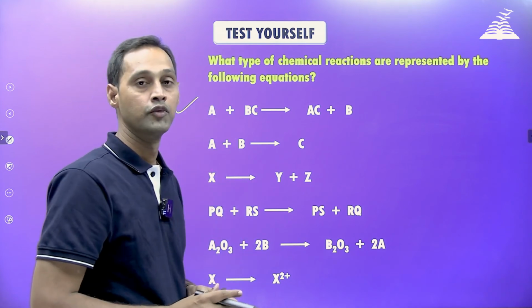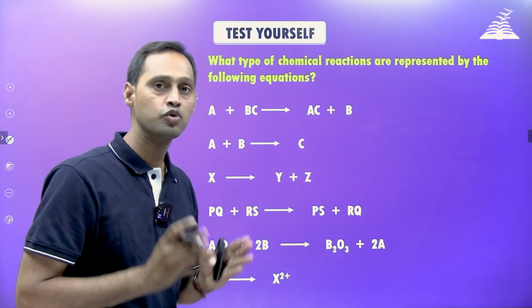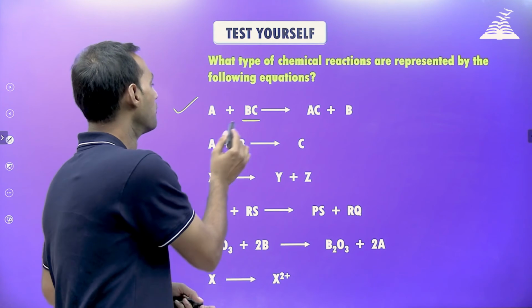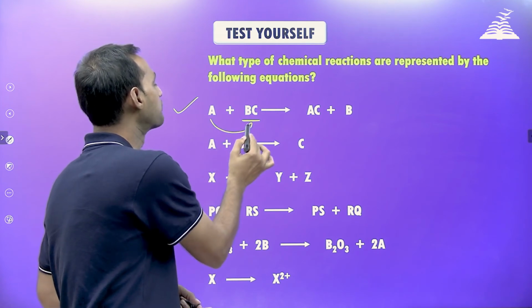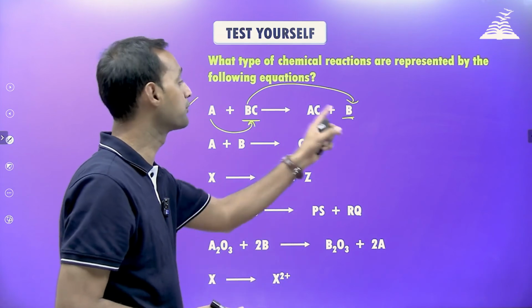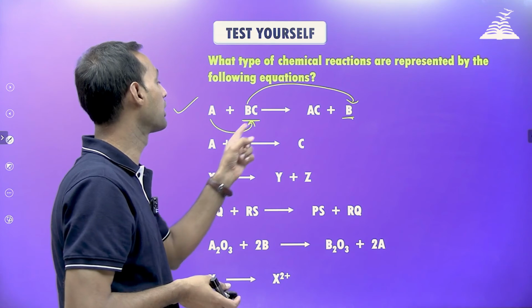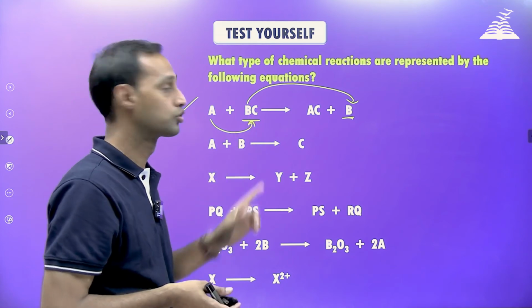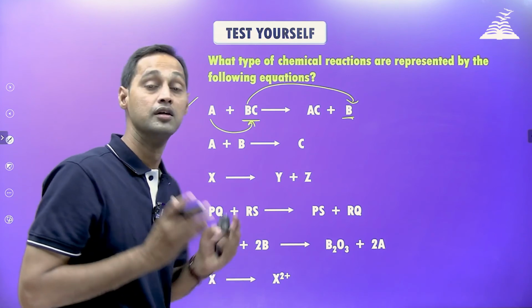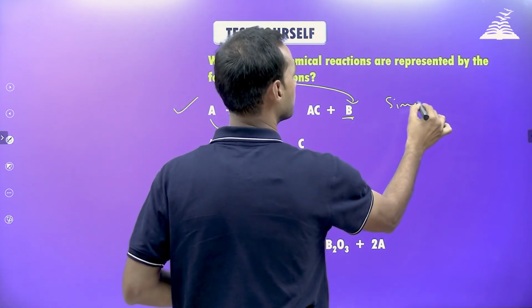This one, A plus BC gives AC plus B. So what do you notice here? There is a compound called BC here. From BC, A is displacing B. B has been displaced. So we can easily find out that A is a more reactive element than B, so that A displaced B. That means it is a single displacement reaction.